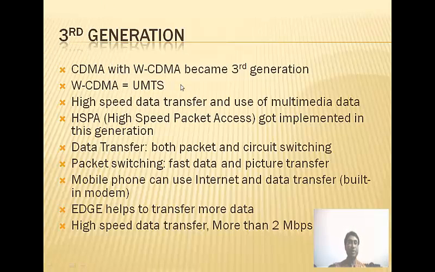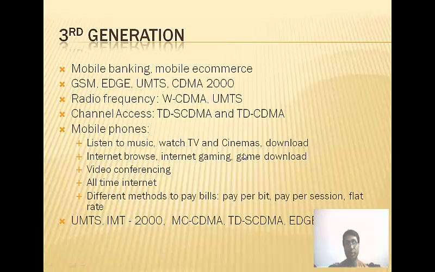CDMA with wideband technology became third generation in 1999. WCDMA is called UMTS. High-speed data transfer and use of multimedia data started. In third generation, high-speed packet access got implemented. Data transfer can use both packet switching and circuit switching. Using packet switching, third generation can provide fast data and picture transfer. Mobile phones can now use internet and data transfer. And as already told, HSPA helps to transfer more data. High-speed data transfer more than 2 Mbps.